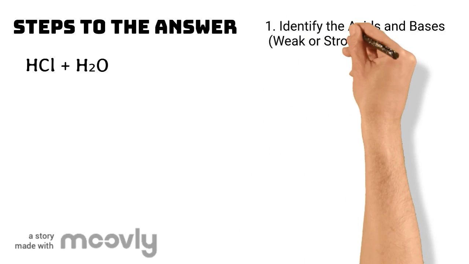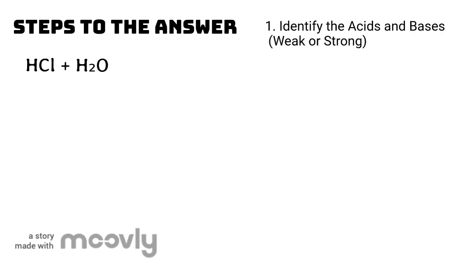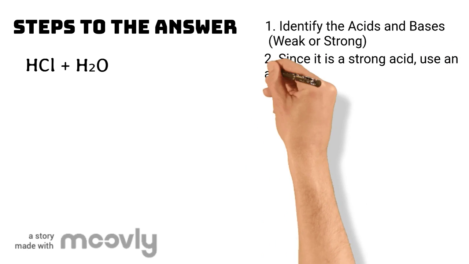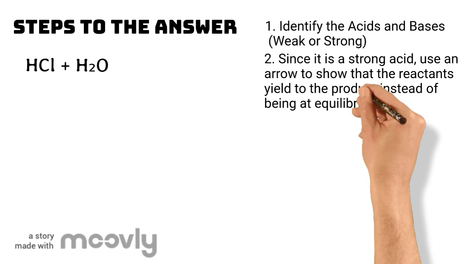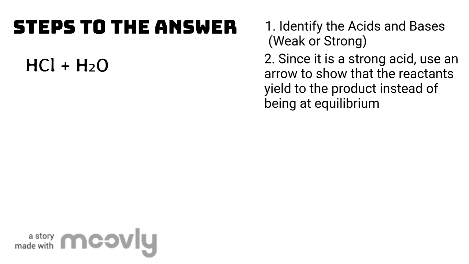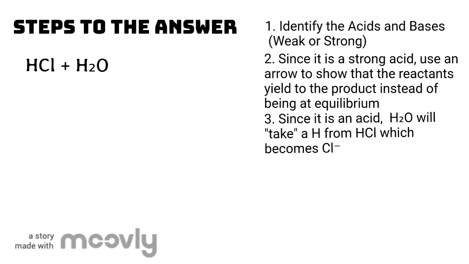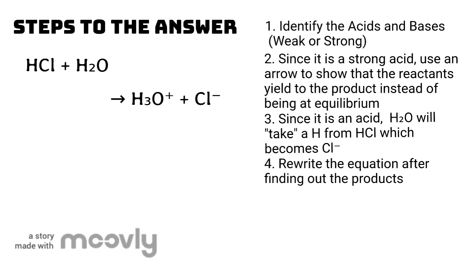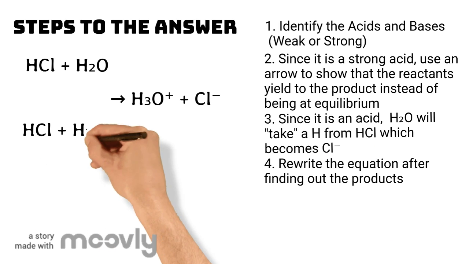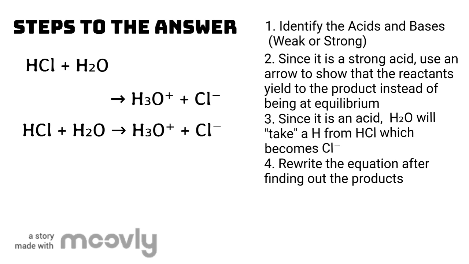These are the steps to the answer, HCl plus H2O. Step 1. Identify the acids and bases and whether they are weak or strong. Step 2. Since it's a strong acid, the arrow must show that it yields directly. So H3O+ and Cl-. Step 3. Since it is an acid, H2O will take H from HCl, which becomes Cl-. Step 4. Rewrite the equation after finding the products. So HCl plus H2O yields H3O+ plus Cl-.